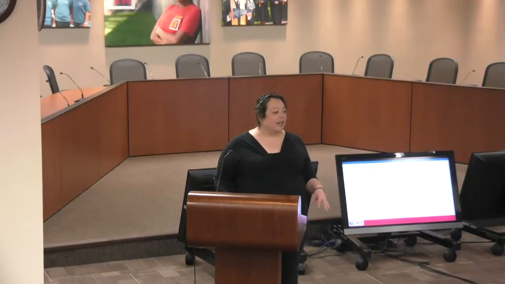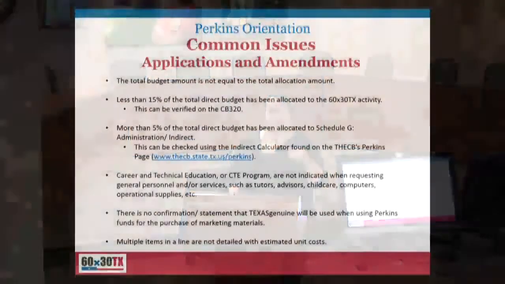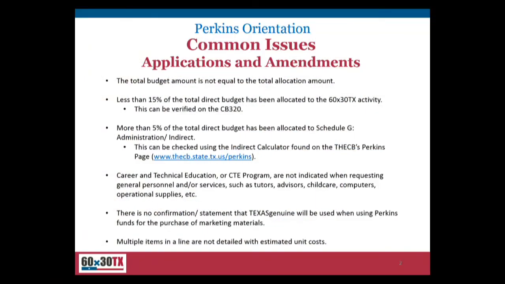We do have an indirect calculator, as Mindy pointed out earlier. It is on the Perkins page down at the bottom in the web resources section. Make sure when you're doing your application and or amendment that you have budgeted at minimum 15% on the 60 by 30 Texas completion activity. This can be checked and verified on the CB 320 before you submit. And that is a requirement in the RFA.